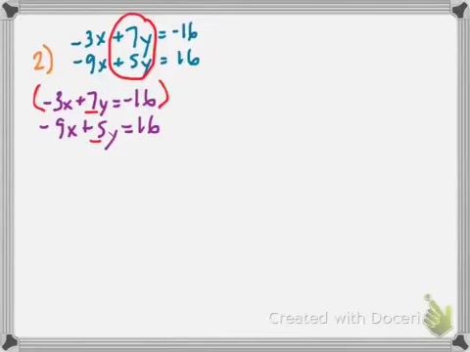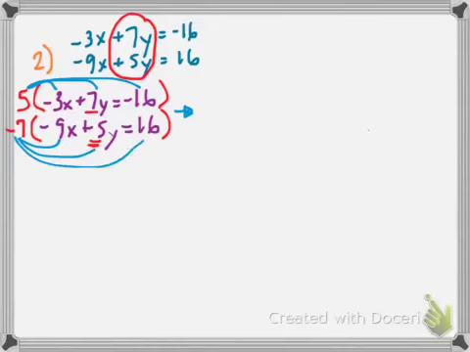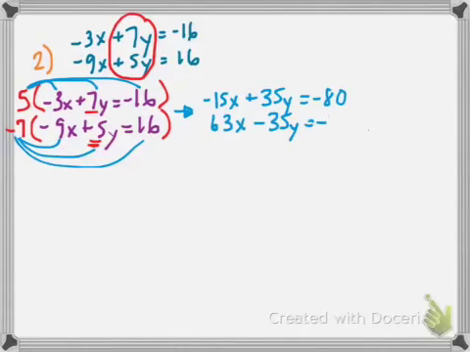So I'm going to multiply the top equation by 5 because I know I want to get that to be positive 35. Then I'll multiply the bottom equation by negative 7 because I know I want to get this coefficient to be negative 35. And so when I work it out, remember I have to distribute to the entire equation. So my top equation becomes negative 15x plus 35y equals negative 80. And then my bottom equation becomes 63x minus 35y equals negative 112.